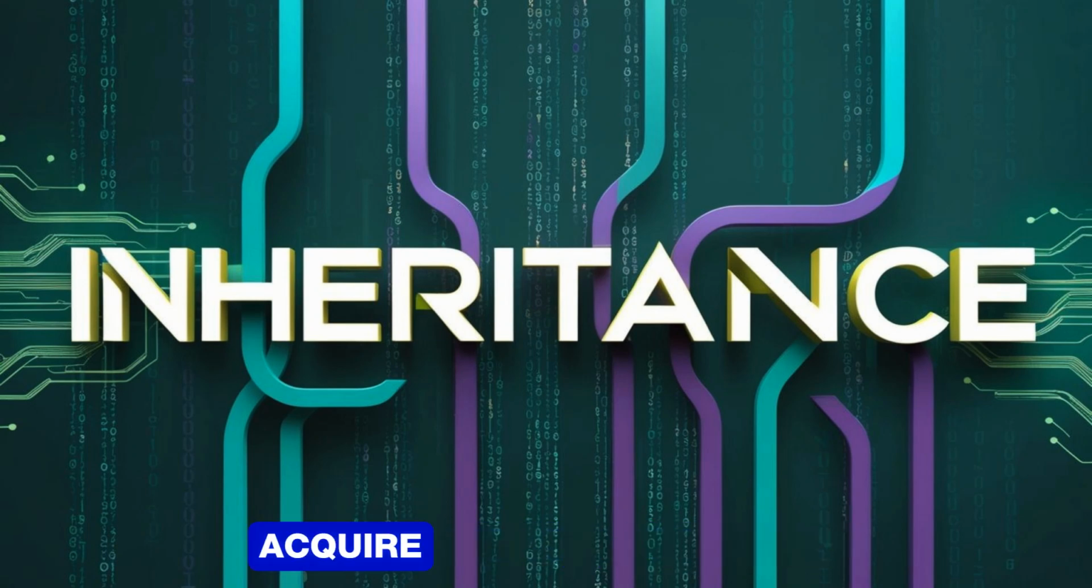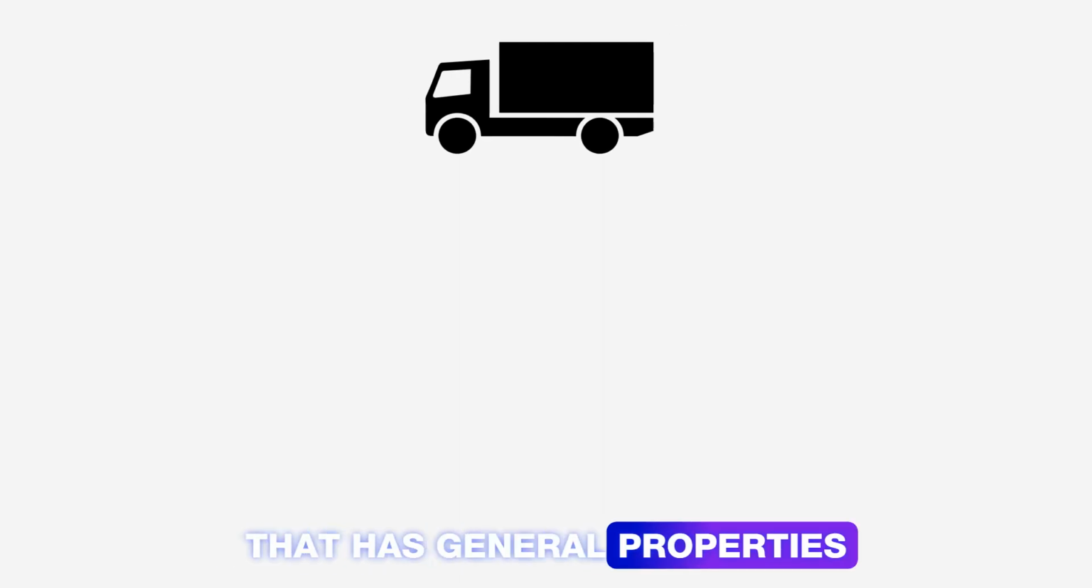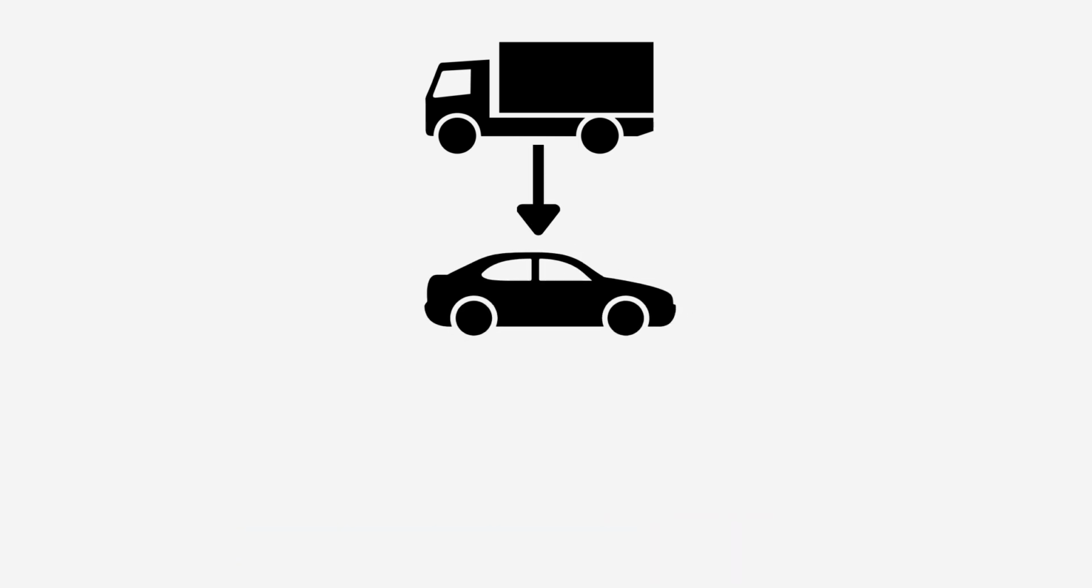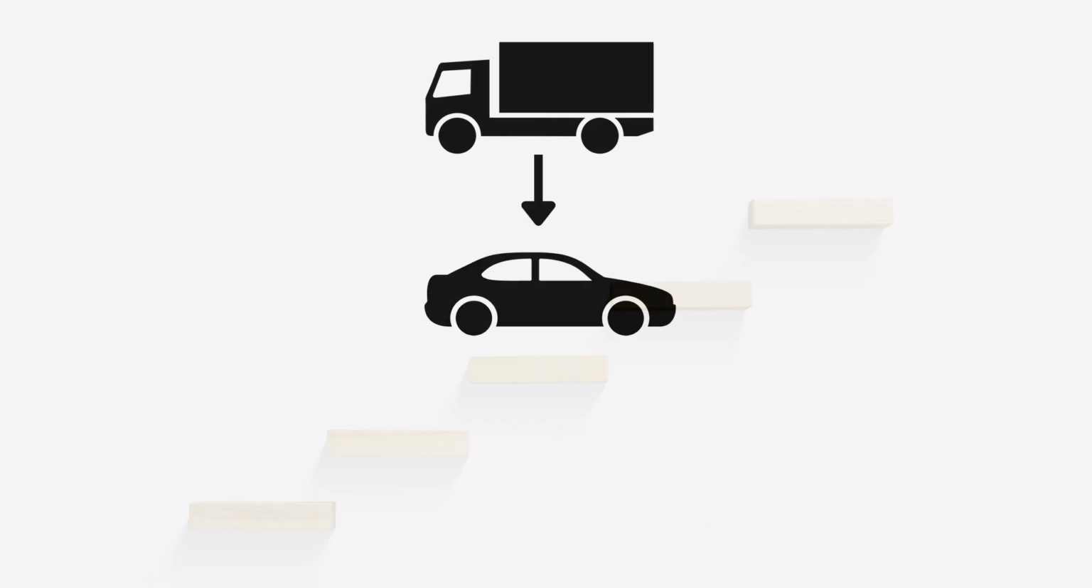Inheritance lets one class acquire the properties and behaviors of another. Let me break this down with a relatable example. Imagine you're creating a vehicle management system. You start with a vehicle class that has general properties like speed and fuel capacity. Then, you create a car class that inherits from vehicle. Since a car is just a type of vehicle, it can reuse those properties, but you can also add specific features like number of seats.